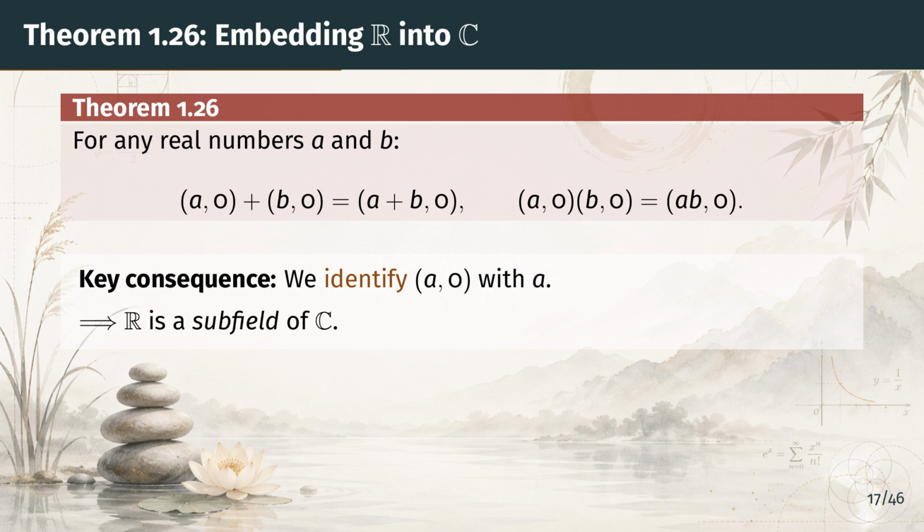Theorem 1.26 says that complex numbers of the form a, 0 behave exactly like the real number a. Addition and multiplication of such pairs match the usual real arithmetic. The proof is immediate from the definitions. Because of this, we can identify the pair a, 0 with the real number a. Under this identification, the real field becomes a subfield of the complex field. Every real number is a complex number whose second component is 0. Now, let's introduce the key ingredient that makes the complex numbers special.